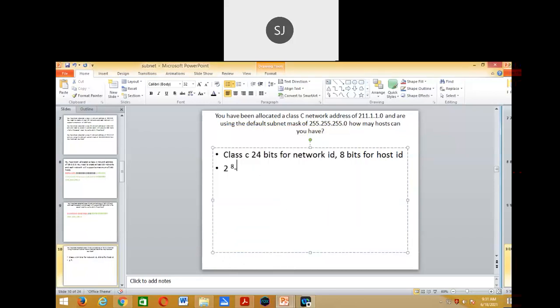So minus 2. Minus 2 it is. So what is that? So that is equal to how much? 2 raised to 8 is 256. Minus 2 it is 254. Is it not? Correct, no? Yes or no? Yes, sir. Okay.